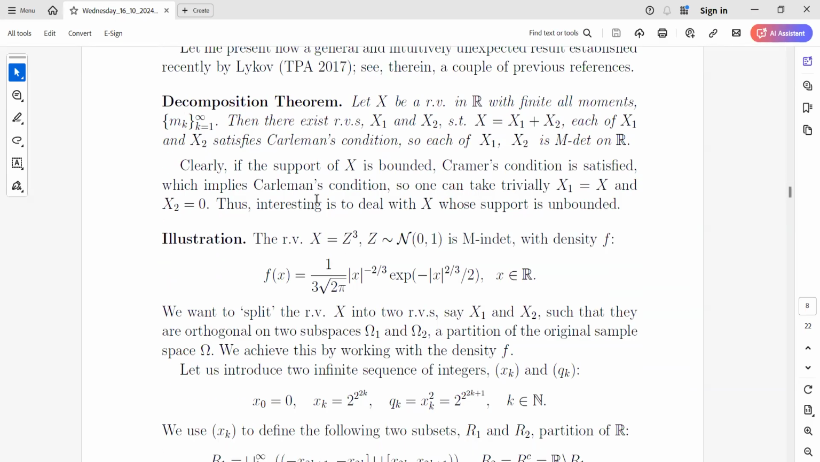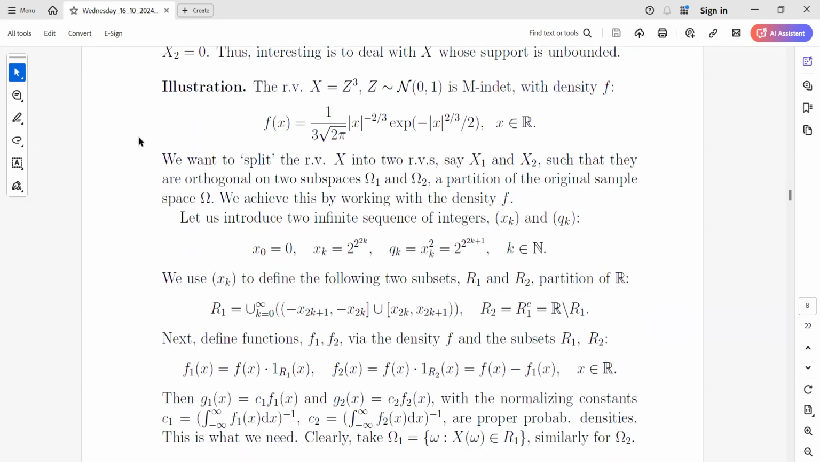So now I call this the unusual decomposition. We have a random variable with all finite moments. We don't know anything more. And it turns out that this random variable x can be decomposed, or represented, as the sum of two random variables, x1 and x2. Each one, so this and this, satisfies the Carleman condition, which means that separately x1 and x2 are unique. It's a little bit unusual, but he has done it, and his paper is in TPA a few years ago.